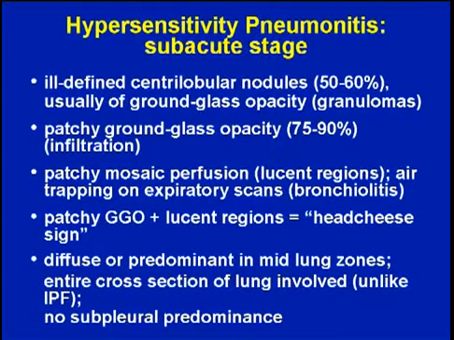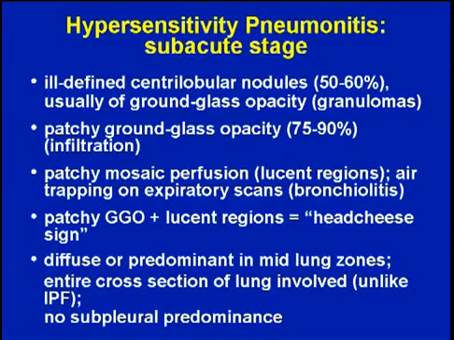Patchy ground glass opacity, up to 90% of patients. This is associated with lung infiltration as the process becomes more generalized. Patchy mosaic perfusion or lucent regions due to air trapping may be seen. If you do expiratory scans, air trapping is very common in this disease. This occurs because of the bronchiolitis that is associated with the centrolobular or peri-bronchiolar granulomas.